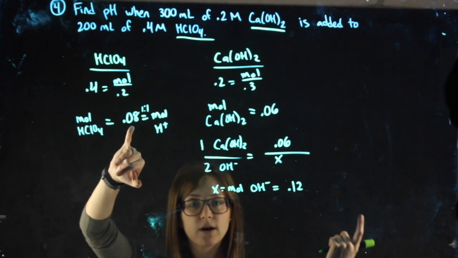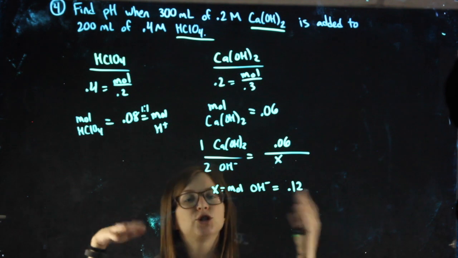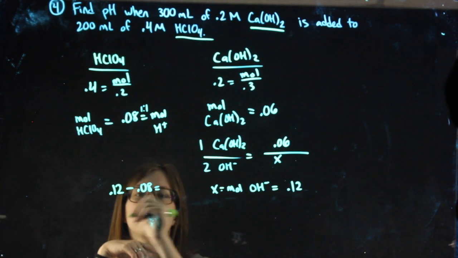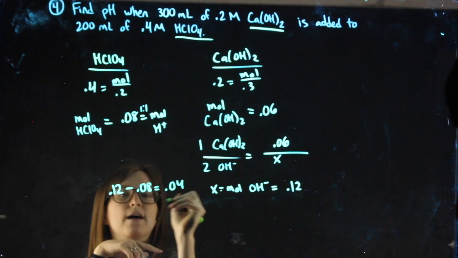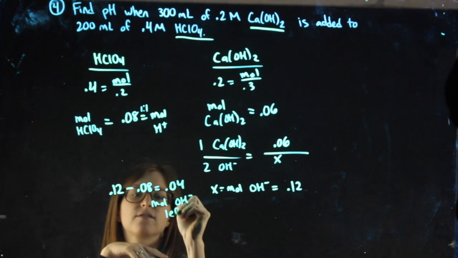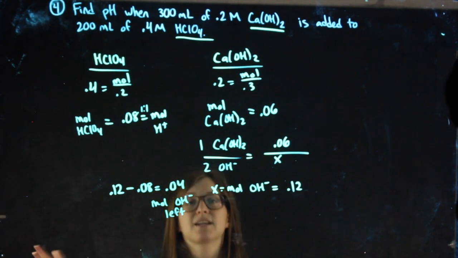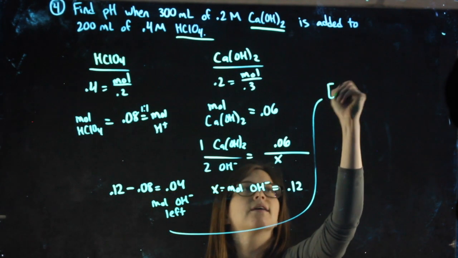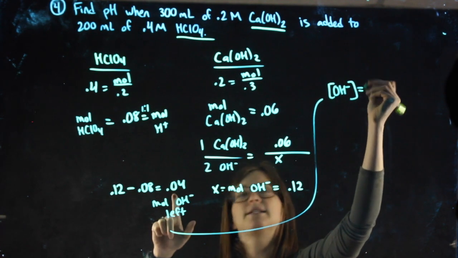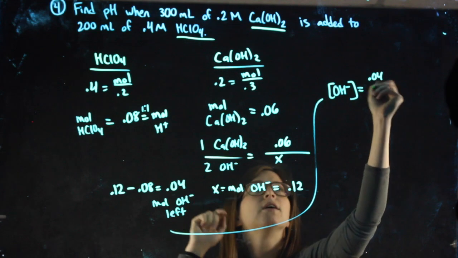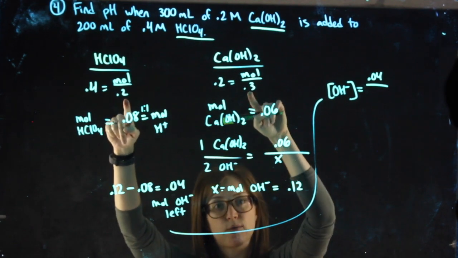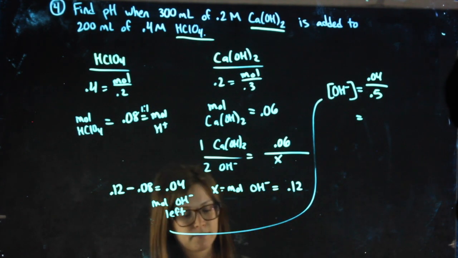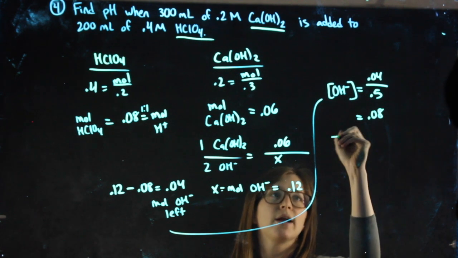Now, comparing my moles of hydrogen to my moles of hydroxide, there's more hydroxide. So once I figure out how much more, I'll be able to find how much OH didn't get neutralized by the acid. So I have 0.04 moles of OH that's left in this combined solution. So since the solution's combined, I can find the hydroxide molarity by taking my moles of hydroxide that are left in this combined total volume of 0.2 and 0.3. My hydroxide molarity is 0.8.